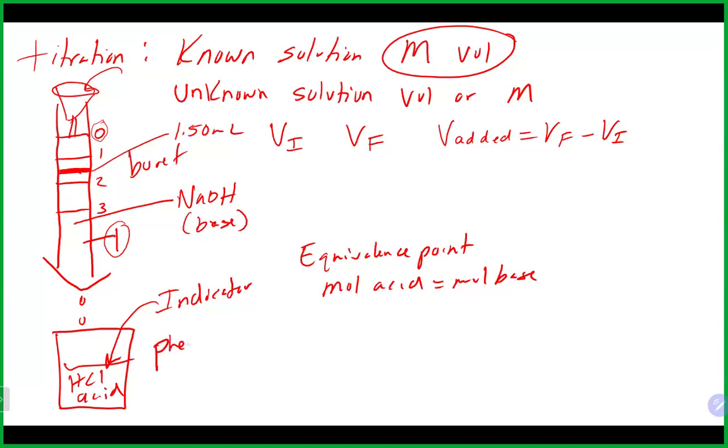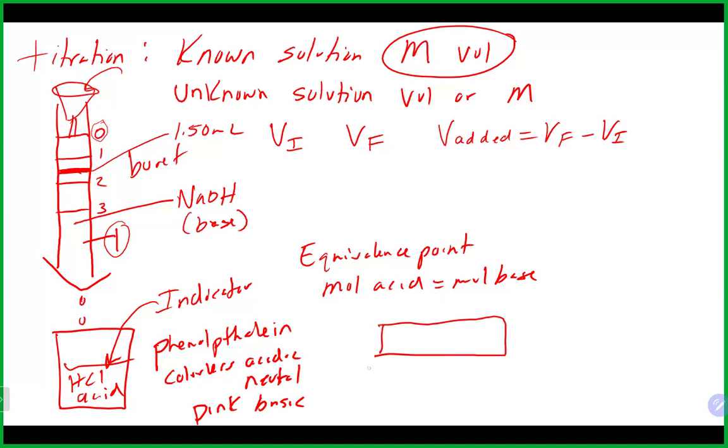A popular indicator everybody likes to use is phenolphthalein. Spell that twice, I suppose. Phenolphthalein is colorless in acidic solution. It's actually colorless in neutral solutions, but it turns a lovely shade of pink in basic solutions. Actually, acid-base indicators work over a pH range, and something like phenolphthalein works over a pH of 8.3 to about 10. And if you're not sure about pH, anything above 7 is basic, anything below 7 is acidic, 7 on the nose is neutral.